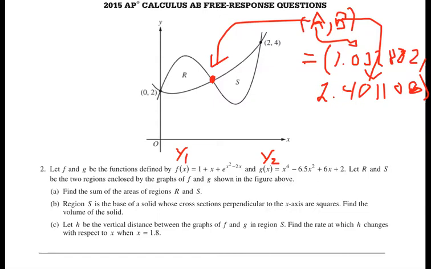Then after that, it says find the area. So if you look, the top function is your g of x function. And then this function down here is your f. The one that starts below is the f of x function. So you want to get the area of this. And remember, I'm storing A, that big decimal on the top, and B, the decimal on the bottom. I'm going to erase this.